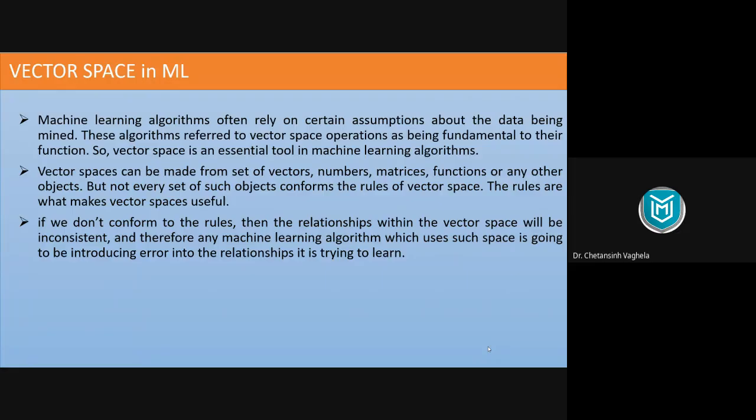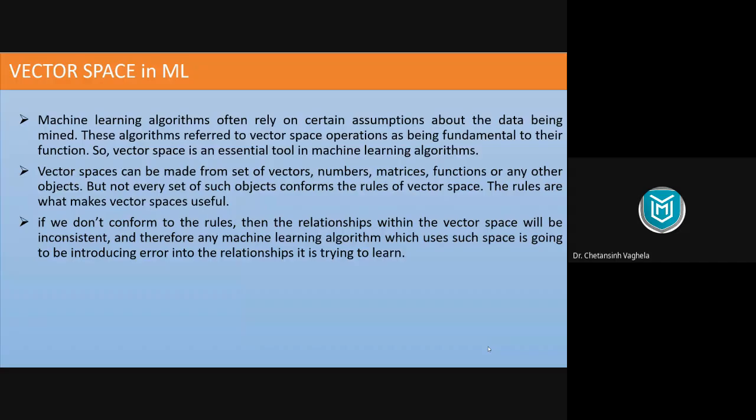Right? So these rules are very important, and the rules are what make vector space very useful. If we don't conform to the rules of vector space, then what will happen? The relationship will be inconsistent within the data set, and if the algorithm is using this kind of data set which is not satisfying the conditions of vector space, then whatever relation it is trying to establish will have problems. There will be error in that relation, and that relation won't be proper.